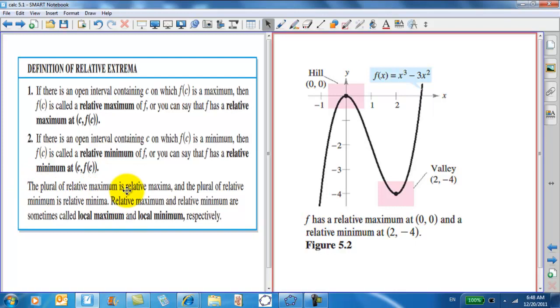The plural of maximum is maxima. And so you can have more than one relative maximum, depending on how many twists and turns you have in a function. Another word for relative is local. Local maximum and local minimum. This 0, 0 is the local maximum, bigger than anything in its local neighborhood. 2, -4 is a local minimum, smaller than anything in its little local neighborhood.